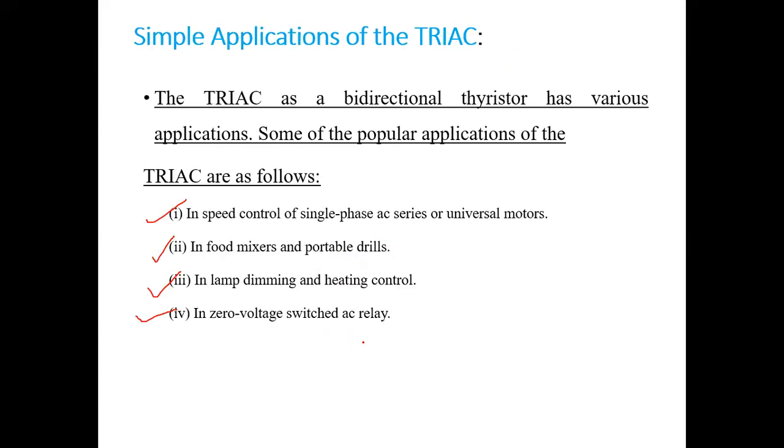So these are some applications of the TRIAC: speed control of single phase AC series or universal motors, in food mixers and portable drills, in lamp dimming and heating control, in zero voltage switched AC relays. Okay, so these are the different switching circuits used in most of the power supply circuits.